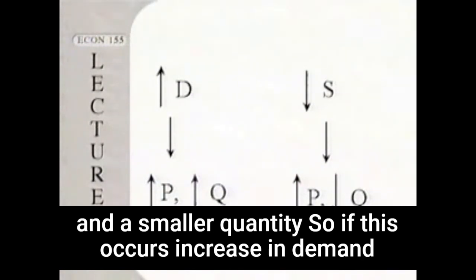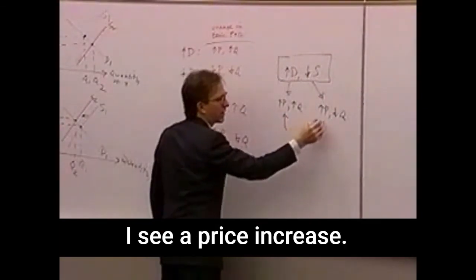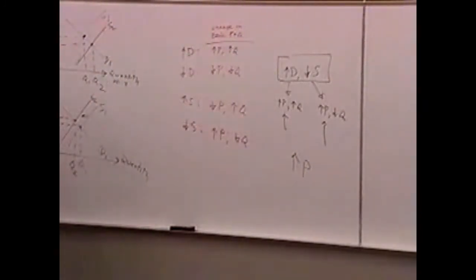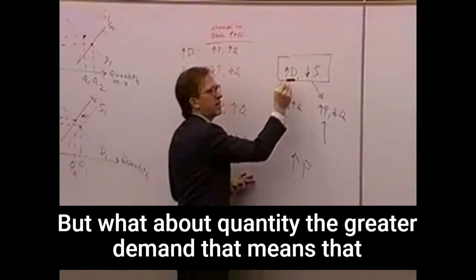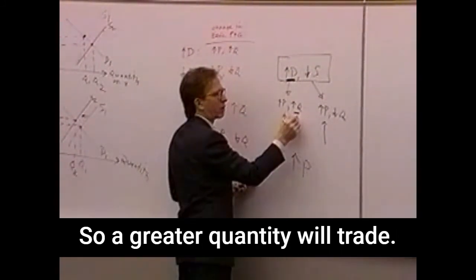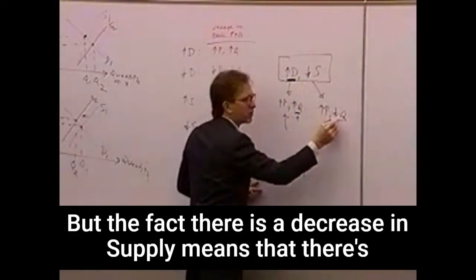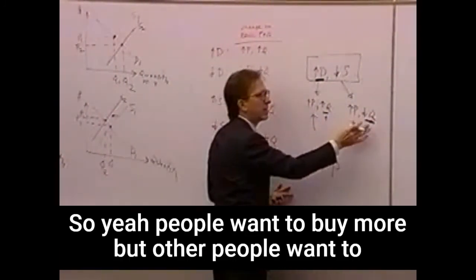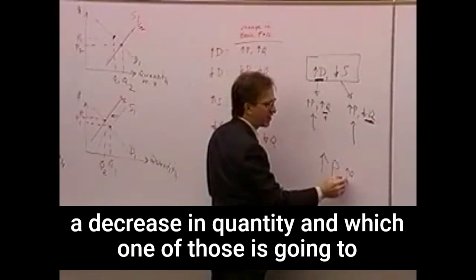So if this occurs, increase in demand, decrease in supply, here's what I see. I see a price increase. I think there's going to be a price increase. But what about quantity? The greater demand means that we're going to trade more in the marketplace. So a greater quantity will trade. But the decrease in supply means that there's going to be a smaller quantity offered for sale. So yeah, people want to buy more, but other people want to sell less. And so there's an increase in quantity traded and a decrease in quantity.